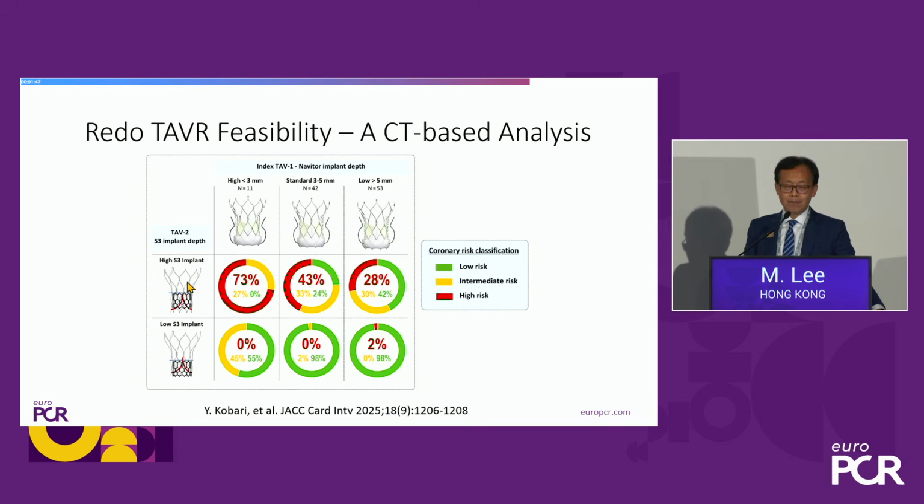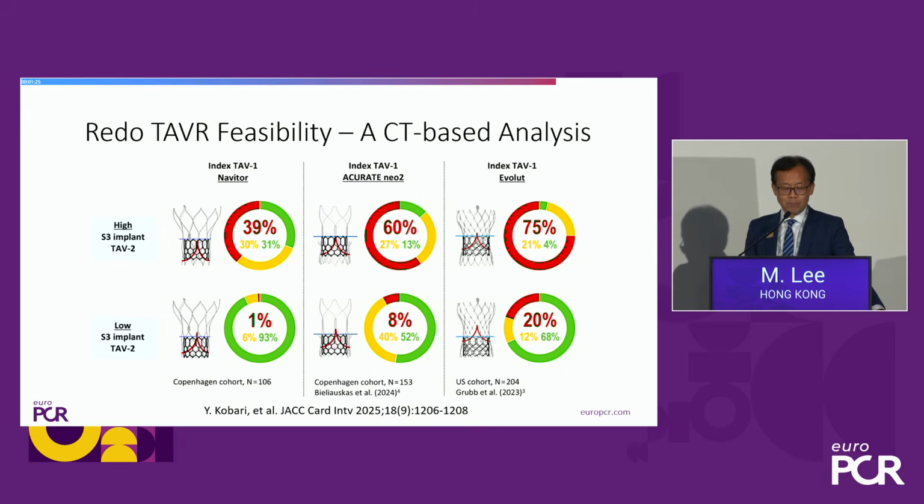If we implant the second valve, a balloon expandable valve, high. But usually we will aim that second valve to be lower. So if we implant the second valve, the S3 valve, lower, then you will see that with the Navitor, no matter which position it was put in the first procedure, the risk of coronary occlusion is actually very, very minimal.